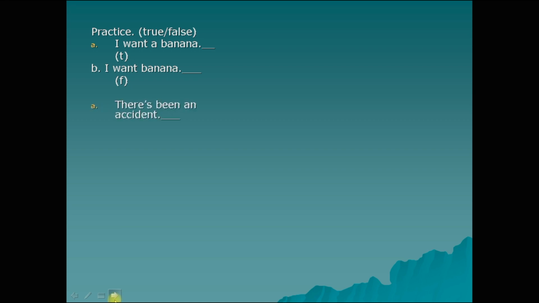There has been an accident. True or false? True. Kasi, accident is singular, accident is countable, and accident begins with vowel letter A. There has been accident. True or false? False. Because we need to put an.